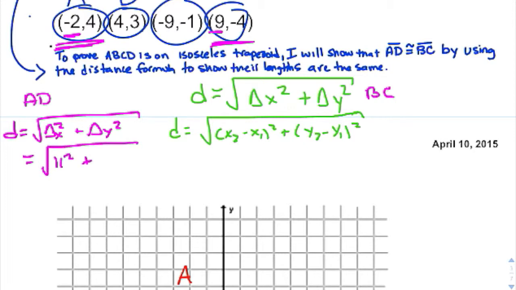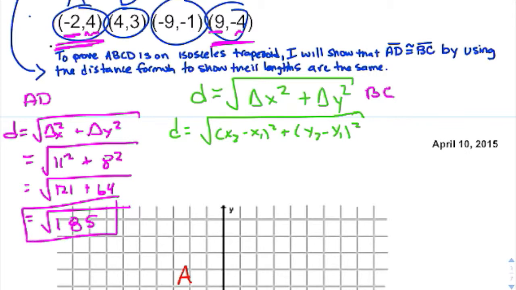The y's are just going from 4 to -4. -4 to 4 is a distance of 8, so I can just square that. So 11 squared is 121. 8 squared is 64. So the distance here is, let's see, square root of 185. Okay, I don't actually need to simplify the square root. I just need to show a distance, and that distance is the square root of 185. Let's do the same thing with BC.